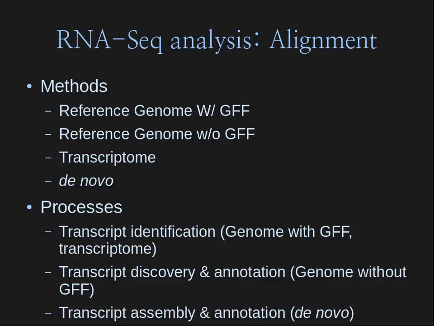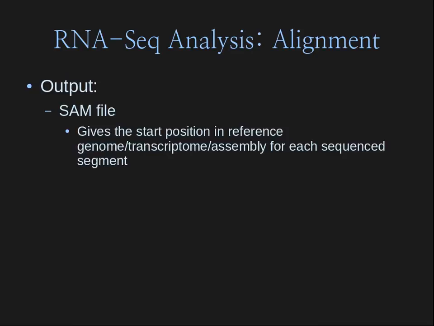Okay. So transcript discovery happens with the genome without the GFF. I guess it's transcript assembly that's happening without that, because again, we have to assemble the transcripts. Then we go through and actually do the annotation. Okay, so we're going to go through and get an alignment of all of our reads into individual transcripts. And the output for this, that aligned file, is what's called a SAM file.